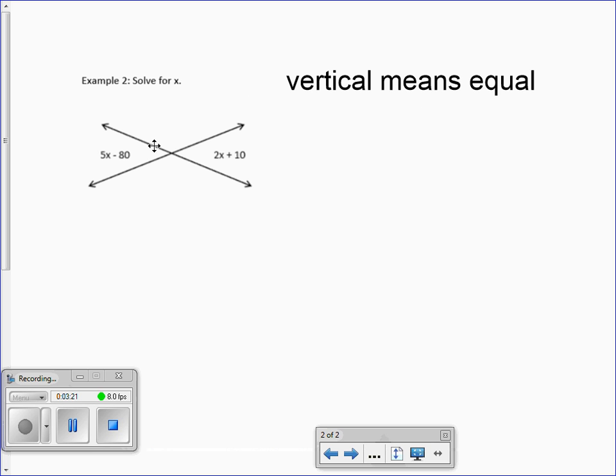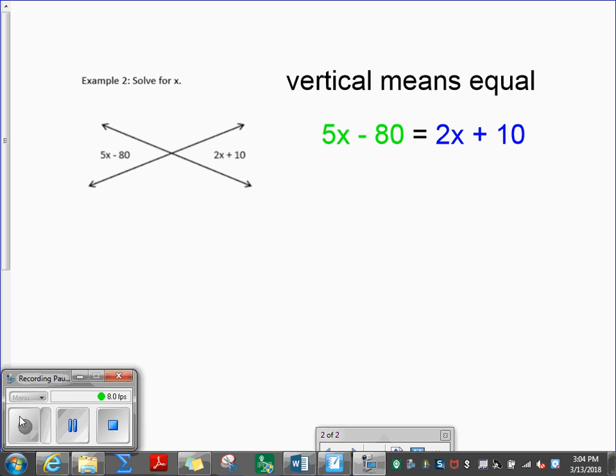So we set 5x minus 80 equal to 2x plus 10. That's my equation. Again, the order that you write them in doesn't matter. So, now that we have our equation set up, we just go ahead and solve it.